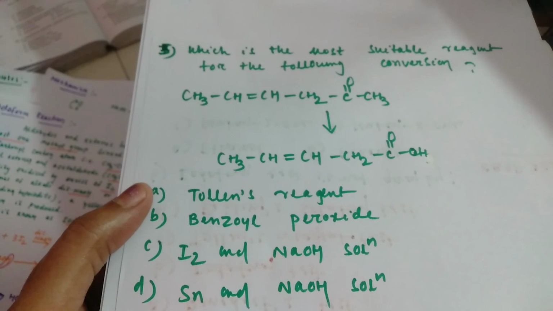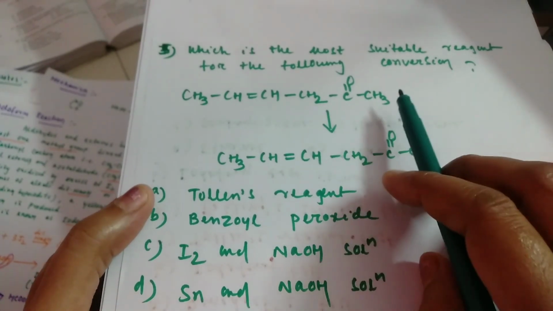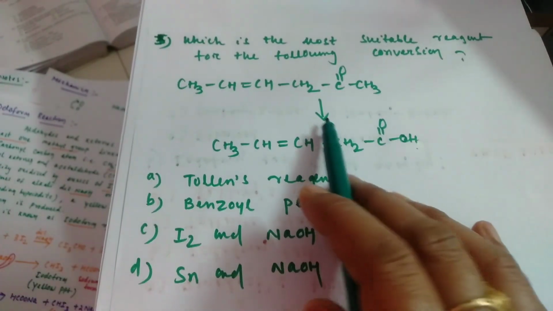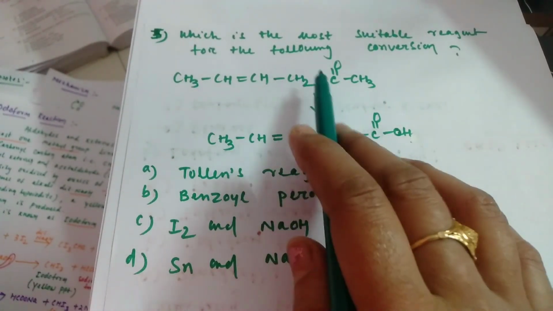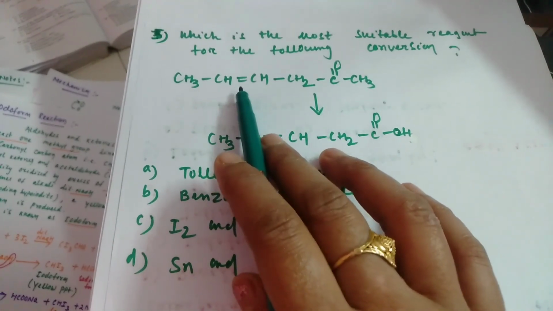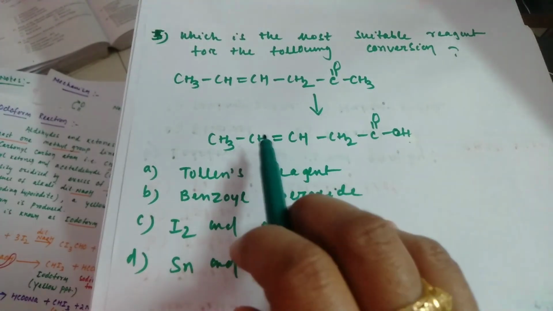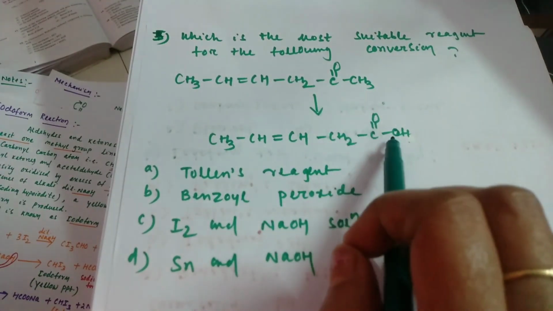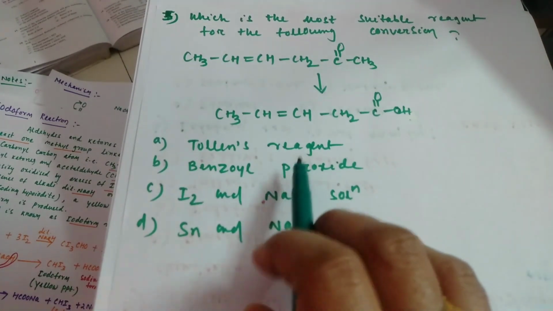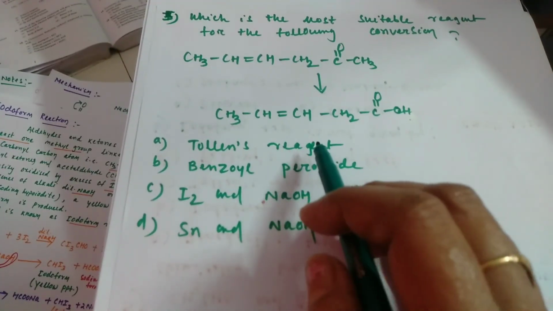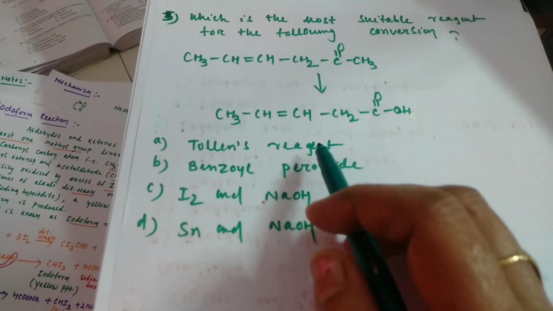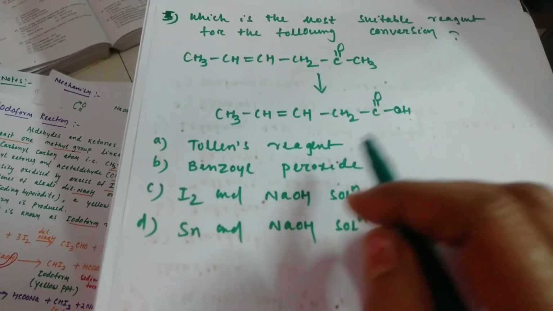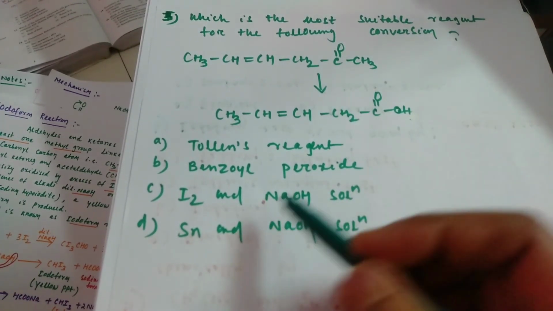Now let us discuss another question: which is the most suitable reagent for the following conversion? Now see here, what type of functional group is present here? Keto functional group and an alkene double bond. Now it is converted such that the double bond is as it is, only a change occurs in the keto group, which is converted into the corresponding acid. Which of the following will convert it to this? We know that Tollens' reagent is a mild oxidizing agent that will not convert keto into an acidic group. Benzoyl peroxide will not, and the other will also not, and the iodoform reaction.